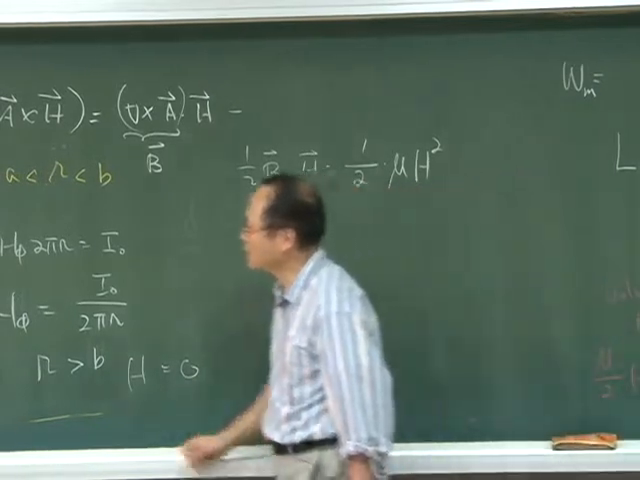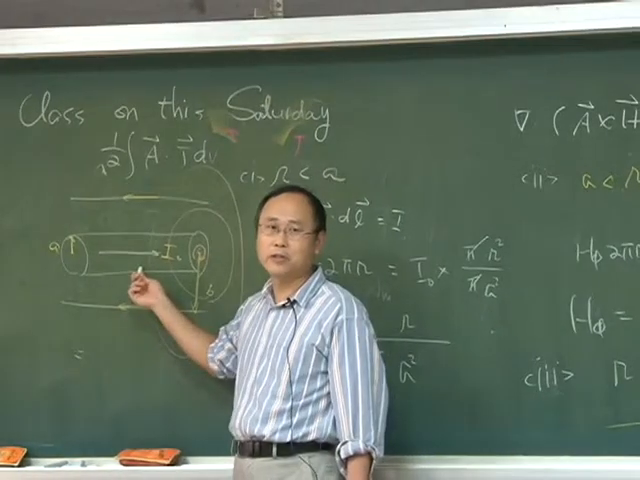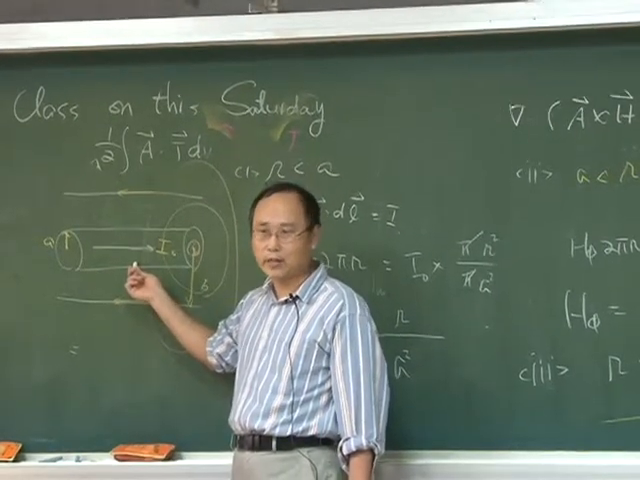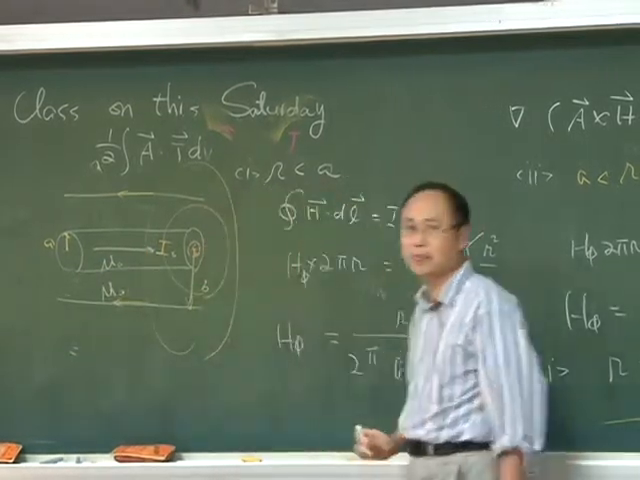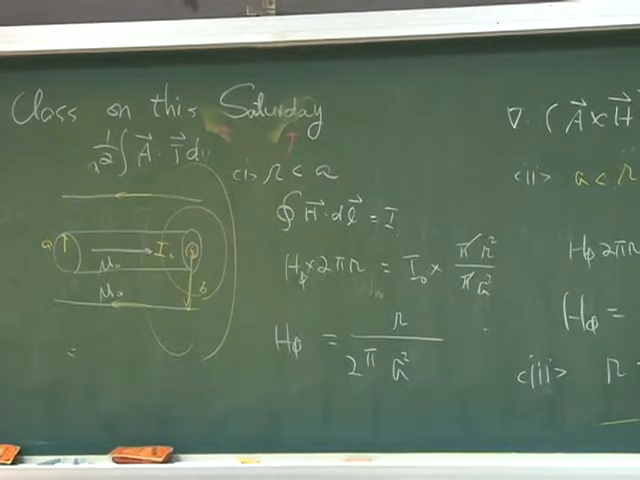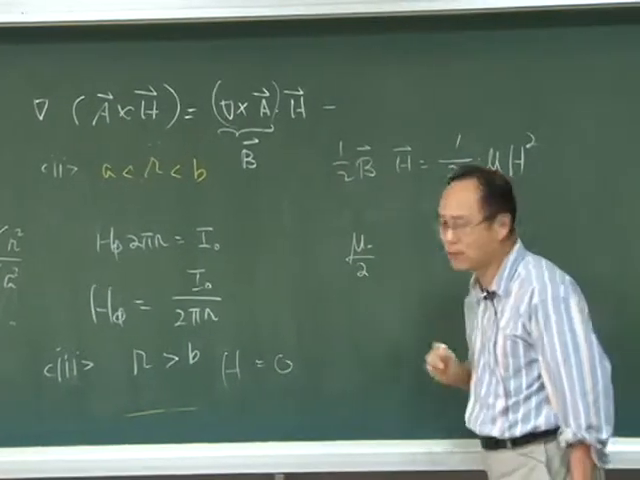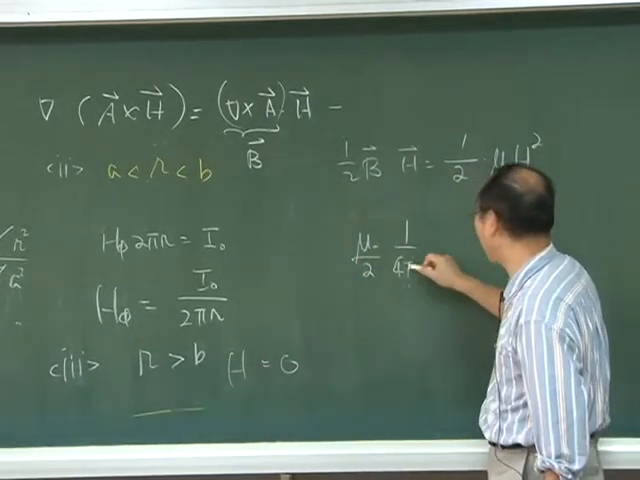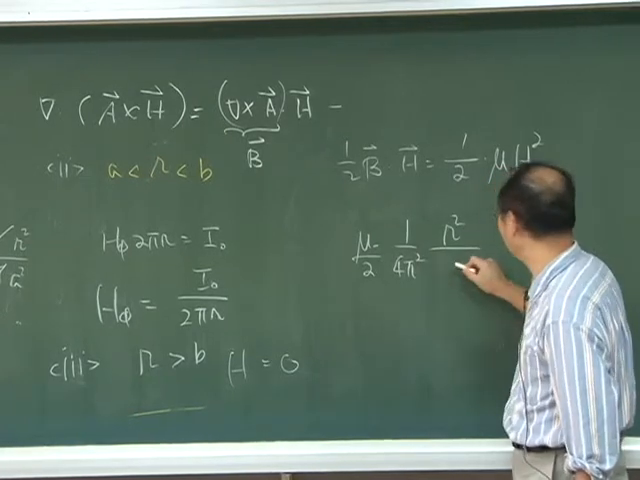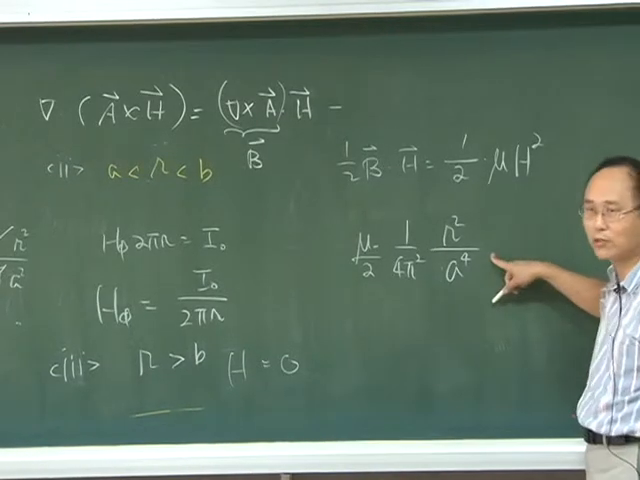Okay, suppose that this is the non-magnetic material, a piece of wire using copper. Then copper is not a magnetic material, so this is mu naught. OK，所以呢，我们先算这个里头在导线里头的能量是多大，会等于 mu naught divided by 2, and then take square of this. You have 1/4 pi square r square a to the 4th power, and then integrate with the volume.